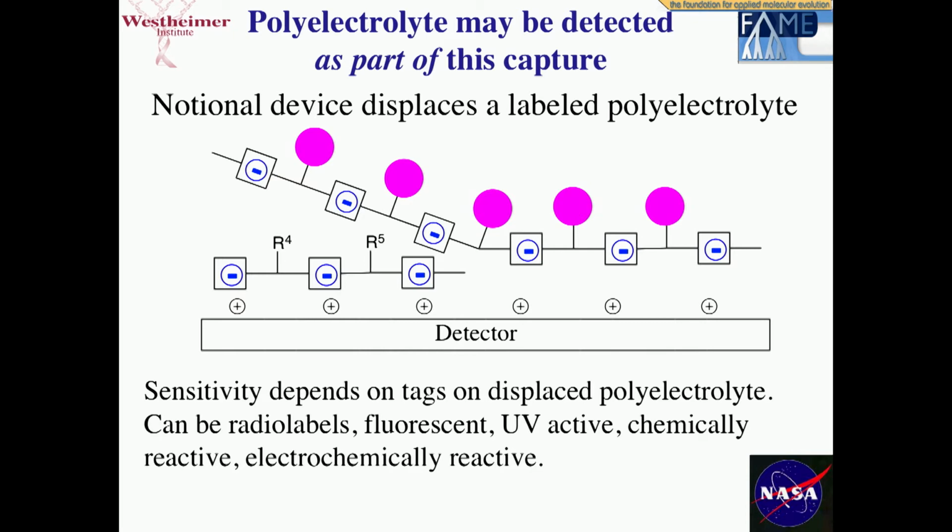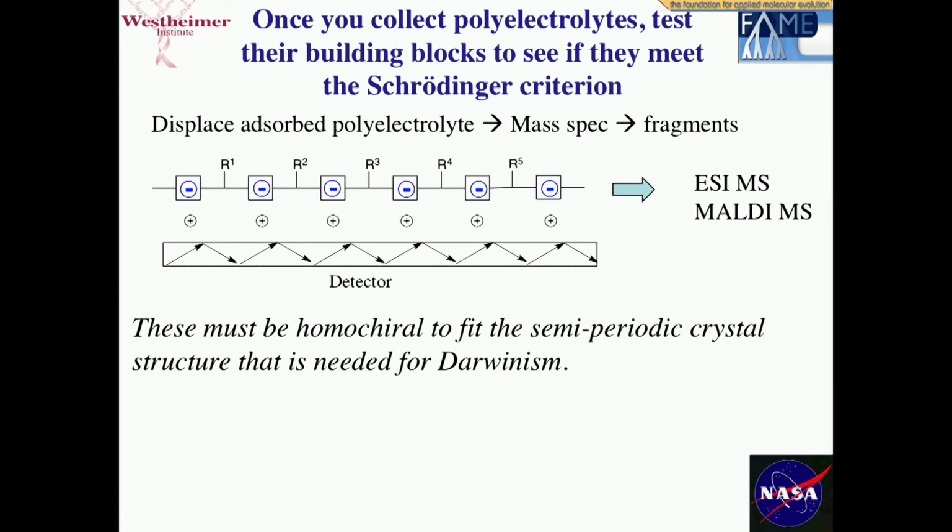I've just produced one of these notional devices that detects the binding, in this case of a polyanion, by displacing a fluorescently marked polyanion. This is a technical detail as to how you would see this. But the idea is that once you have captured and collected the polyelectrolytes, you can test their building blocks to see if they meet the Schrodinger criterion of being able to all fit into the same aperiodic crystal structure.